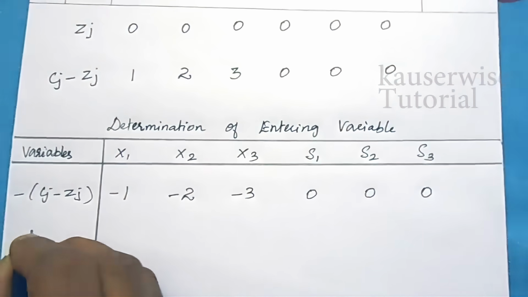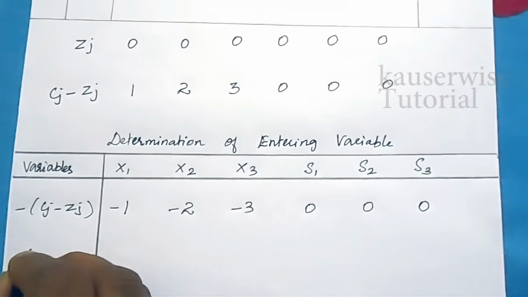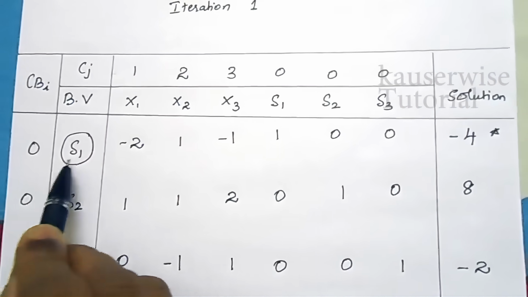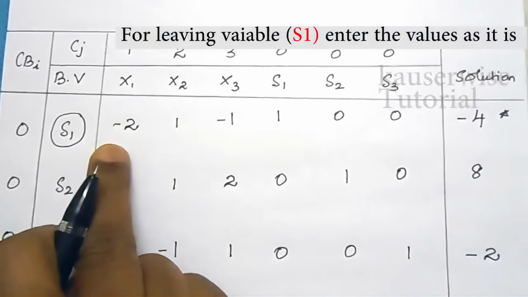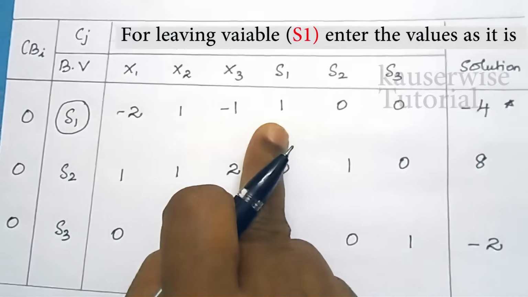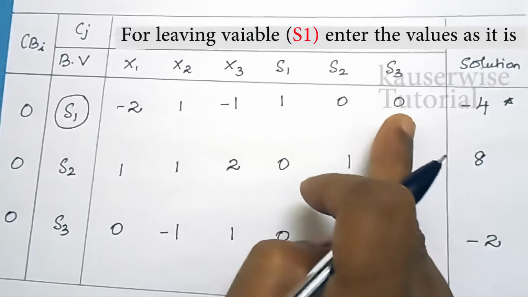Now write the leaving variable row. Which one is the leaving variable? S1 is the leaving variable. Just take the values as they are: for X1 minus 2, X2 1, X3 minus 1, S1 1, S2 0, S3 0.